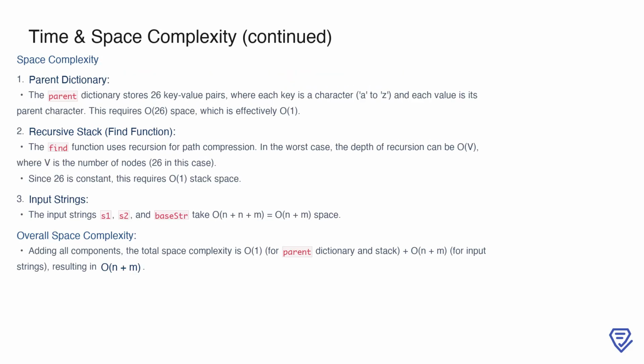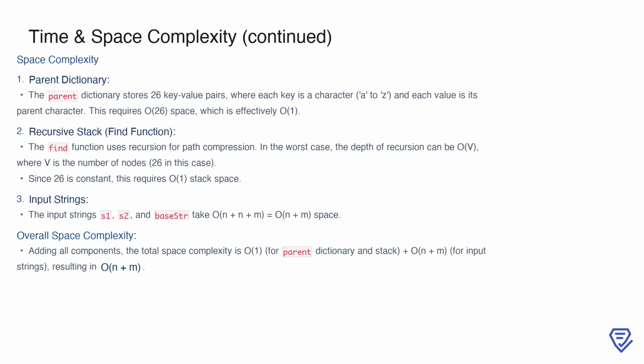Next, we analyze the space complexity. Starting with the parent dictionary, it stores 26 key-value pairs, where each key is a character from A to Z, and each value is its parent character. This requires O(26) space, which simplifies to O(1), because the number of characters is constant. Additionally, the find function uses recursion for path compression. In the worst case, the depth of recursion can be O(V), where V is the number of nodes, which is 26. Since this is constant, the space used by the recursive stack is O(1).